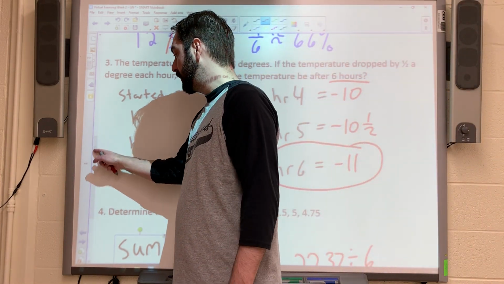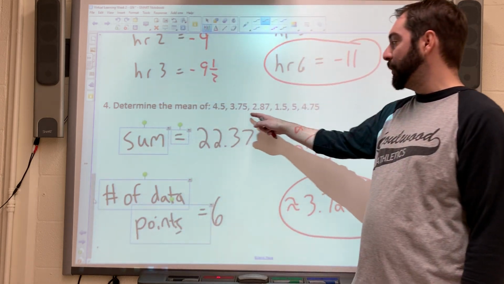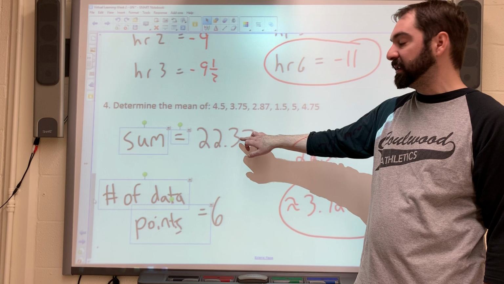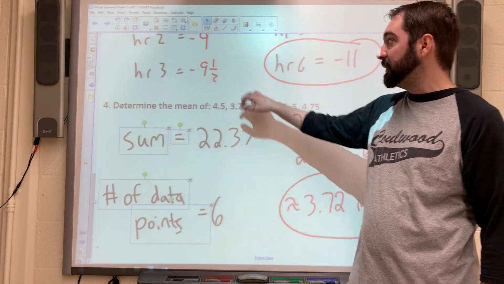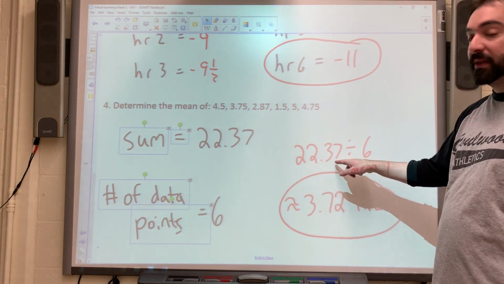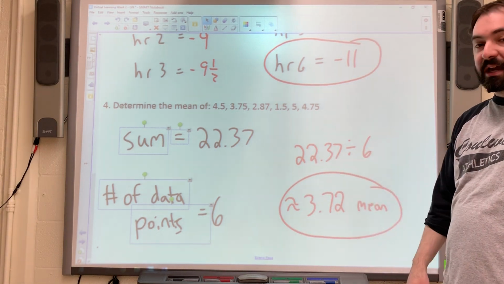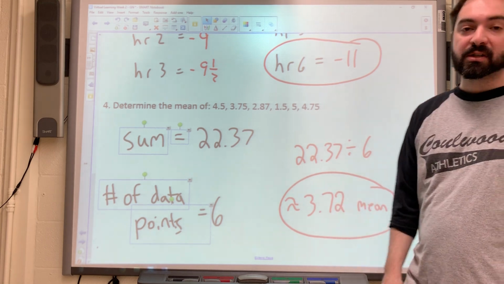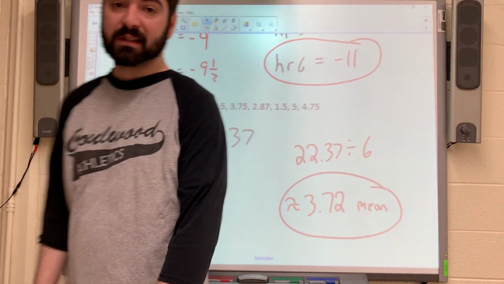Number 4, again, I added up all my data points. Today there were 6 numbers for this problem. I would get a sum of 22.37. After that, I know that there were 6 data points. 22.37 divided by 6. You should have got a mean about 3.72. There was a bunch of decimals there, so I just cut off and left it alone after the 2nd decimal place.